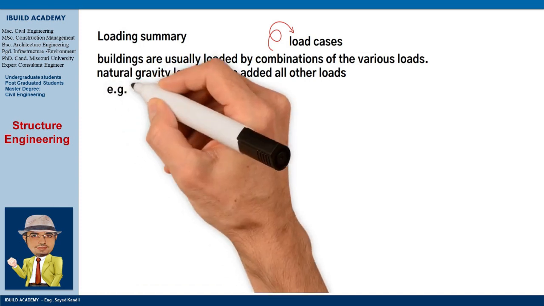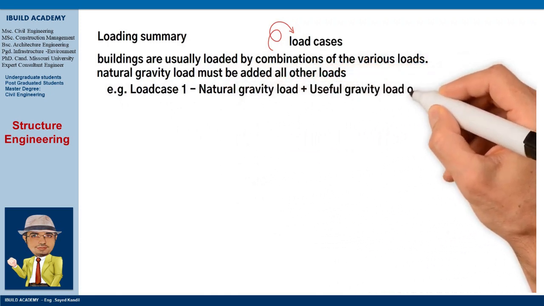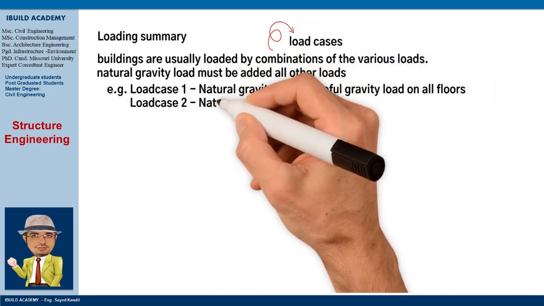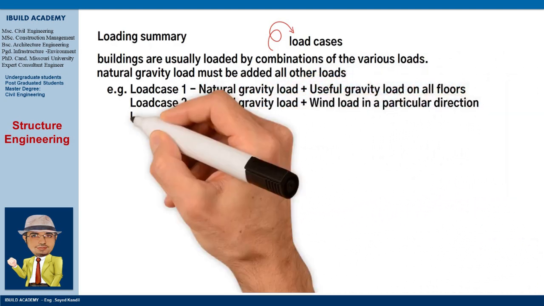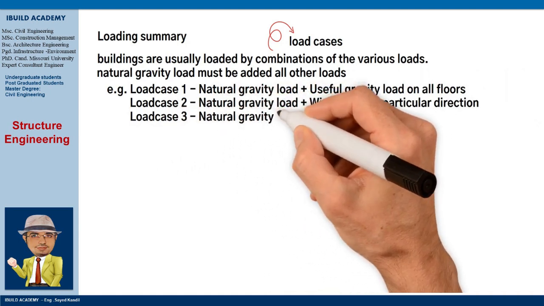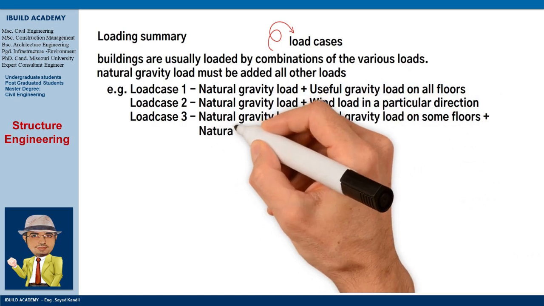For example, load case 1: natural gravity load plus useful gravity load on all floors. Load case 2: natural gravity load plus wind load in a particular direction. Load case 3: natural gravity load plus useful gravity load on some floors plus natural temperature load.